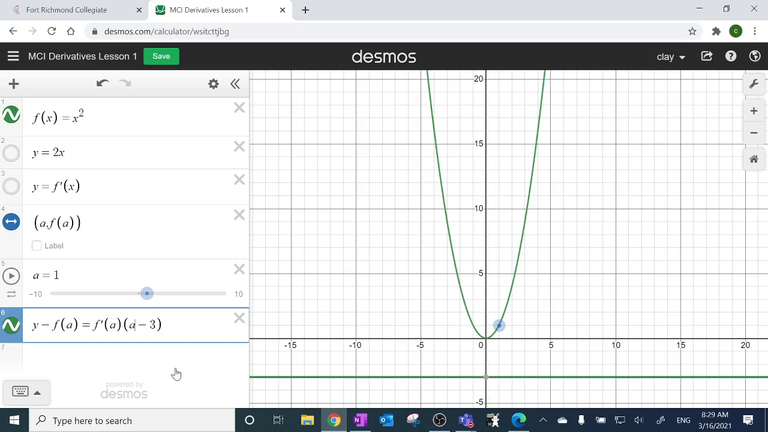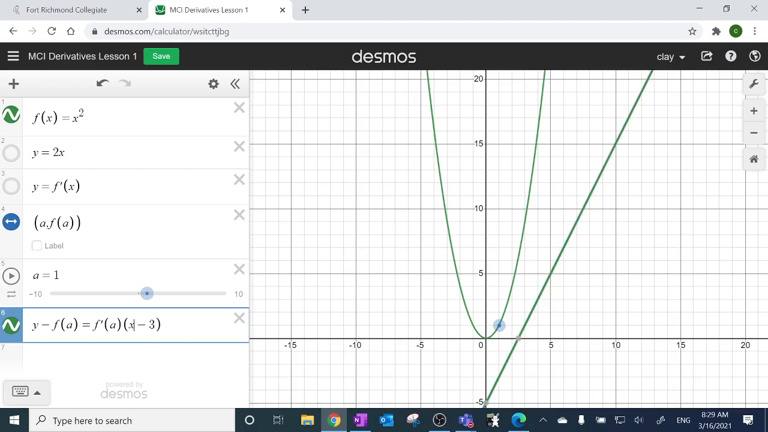Oh, that didn't work. Hold on. Why didn't that work? F prime of A, and oh, oops. That's not what I wanted. I wanted x minus a, not a minus 3. There we go. X minus a.